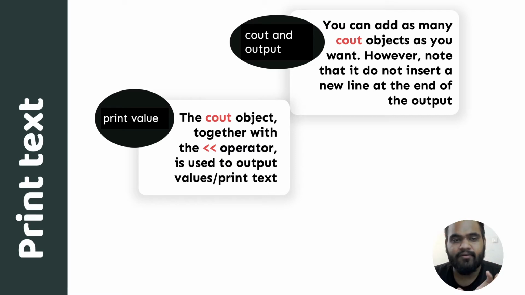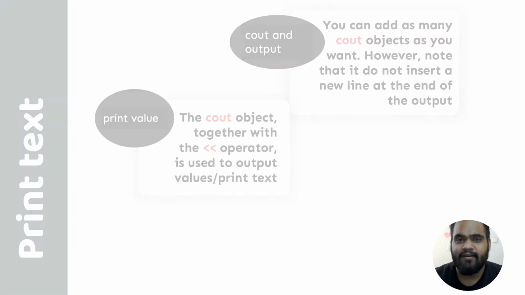Now in order to tell the C++ compiler that this is actually a function and you want to display something, you use the double less-than operator. Okay, that's very important. Now you can add as many cout objects as you want. However, note that it doesn't insert a new line in the output. Now what does this mean? This means that no matter how many lines you want to print using cout, if you are not adding a special character that we're going to talk about in the later part of the video, it will all be in a single line. No matter how many outputs you get, if you don't use that special character, everything will be in a single line.